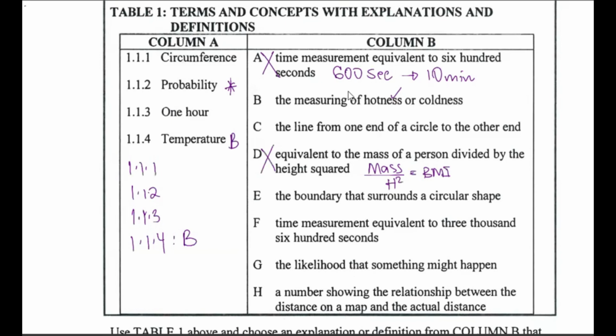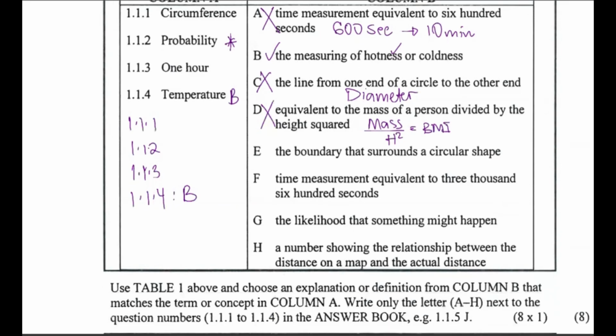Oh man, wait, we didn't even look at C. The line from one end of the circle to the other end of the circle, this is known as the diameter, the line that crosses through. It's also not there. B is already seen. So C, D, they're not that. We are choosing which one will be appropriate for the answers. The boundary that surrounds a circular shape, this is the same as circumference. Circumference, it's there. That means our 1.1.1, it's E.